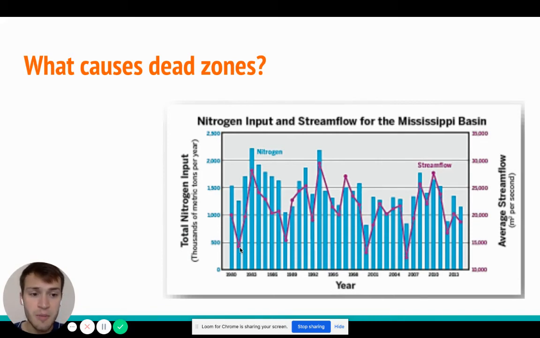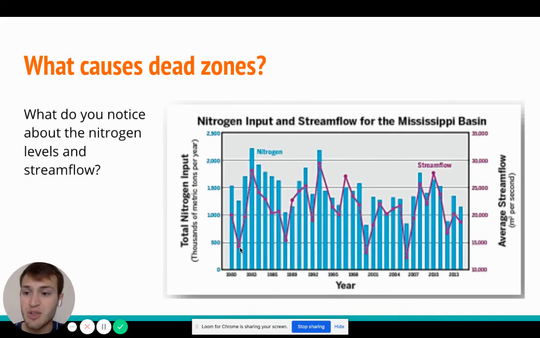So what do you notice about the nitrogen levels and stream flow? And this is in the Mississippi River Basin, so the Gulf of Mexico. What do you notice? All right, so you'll notice that when stream flow is up, nitrogen is also up. And when stream flow is down, nitrogen is also down.